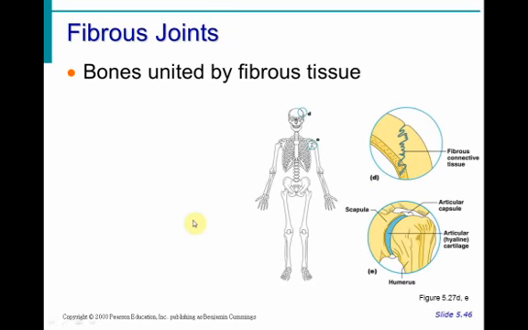Fibrous joints are bones that are united by fibrous tissue, as we see here, like where the sutures are in the skull. There's generally not a whole lot of movement in these joints, but they allow for flexibility and cushioning.